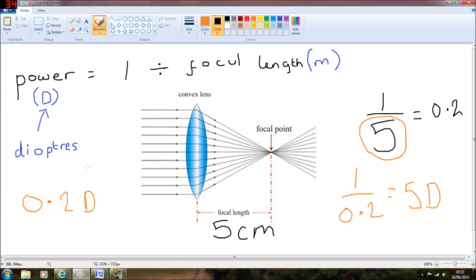And a way to increase the power of the lens is to make the lens more strongly curved, and that will increase the power of the lens. But you can also use other types of glass to make the lens more powerful.